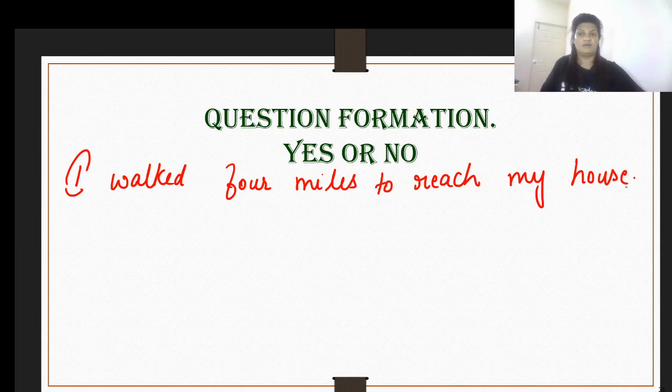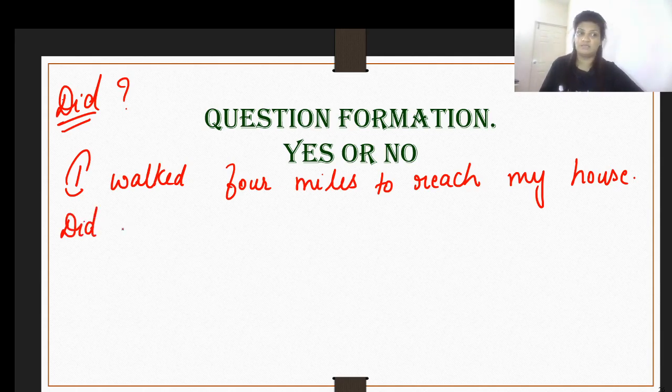I walked 4 miles to reach my house. Now you have to convert this into a question. So to convert this into a question, do we have an auxiliary over here? Usually when we convert a yes or no question, we need an auxiliary, don't we? But we do not have an auxiliary. And with simple past, the auxiliary that we use is did. Therefore, even though we do not have an auxiliary over here, we will bring the auxiliary here, which is did.